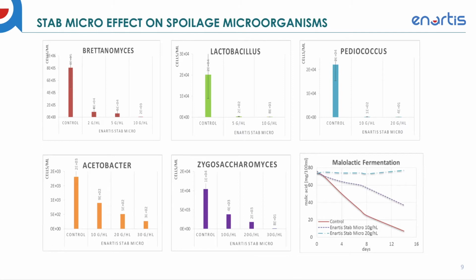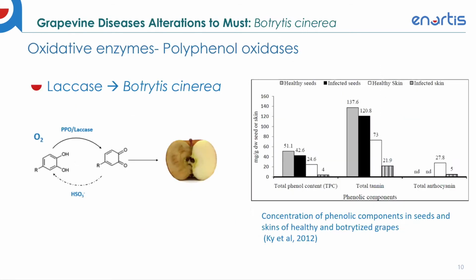Another problematic situation with botrytis is the production of laccase. So laccase is an oxidative enzyme. Oxidative enzymes, polyphenol oxidases, is a class of enzymes, and laccase belongs to that class. And essentially what laccase does is, in the presence of oxygen, it will take phenolic material and change it into a quinone. And so that quinone will go to bind with other quinones and it forms brown pigments.